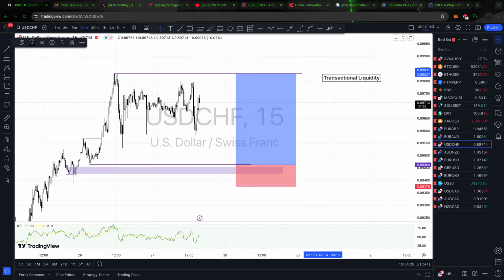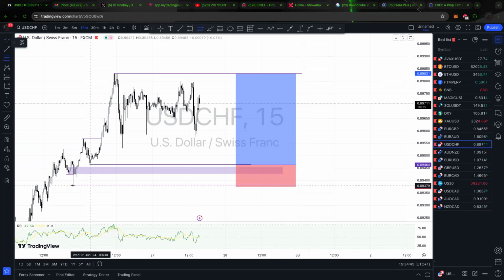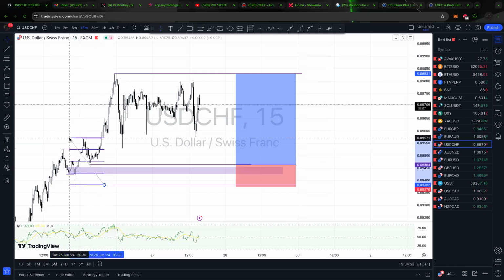Secondly, we have structural liquidity. So remember, transactional liquidity is like your normal break of structure. The structural liquidity is like the one that forms within your 50% zone, right? That forms within your 50% zone right there, from this low to this high. To appraise the structure that forms the structural liquidity to the sweep, you can see that your 50% zone is rightly formed.